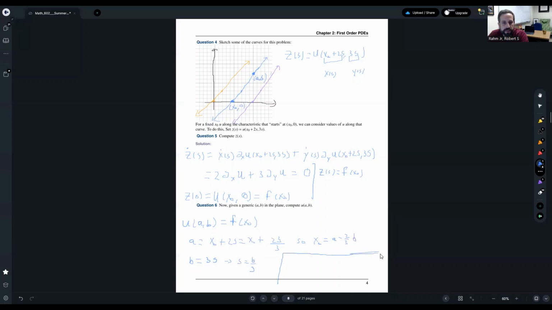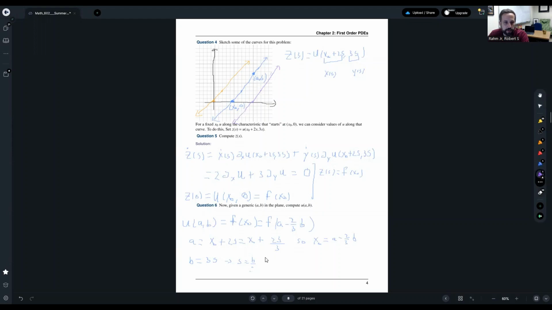So what this indicates is that u of AB is equal to f of x naught. Actually, let me just write it up there. Okay, so u of AB is equal to f of x naught. So this is equal to f of a minus 2/3 b. Now, the reason I'm using a and b instead of x and y is because I'm using x and y as the names of the functions for the parameterization.